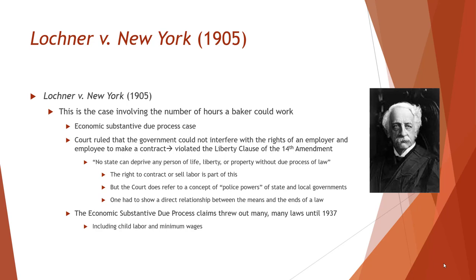The court also, though, talks about police powers of state and local governments, that they have certain powers. So this is one where you start thinking, well, I don't see anything in the Constitution about police powers of government. These are just things that we think that government should have the right to do. But one had to show a direct relationship between the means and the ends of the law. So the economic substantive due process claims succeeded against many, many laws up until 1937, when you have the switch in time that saves nine, including child labor and minimum wage laws.